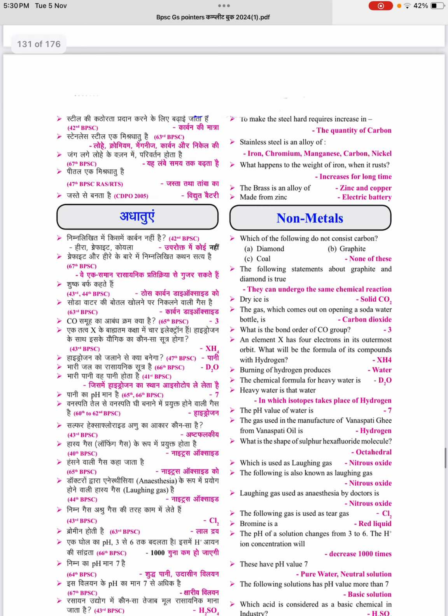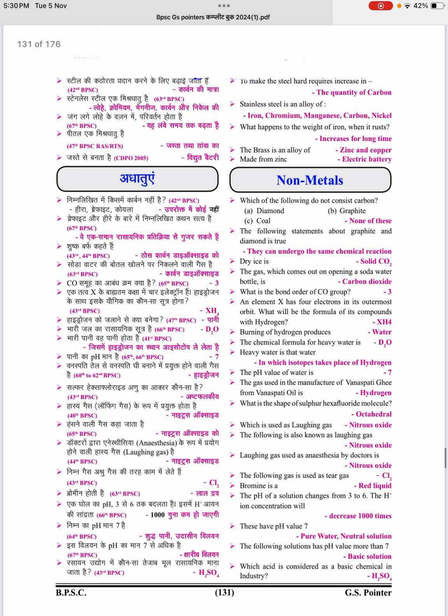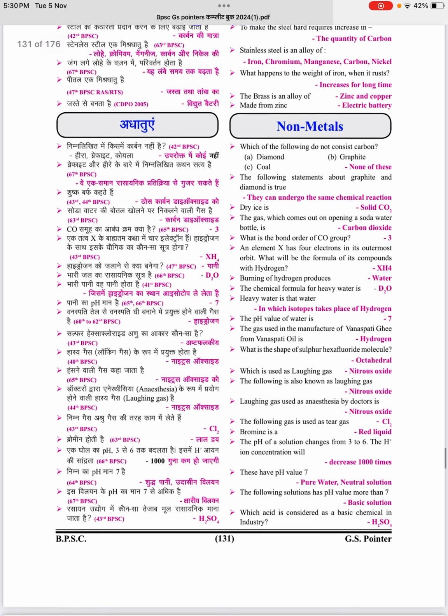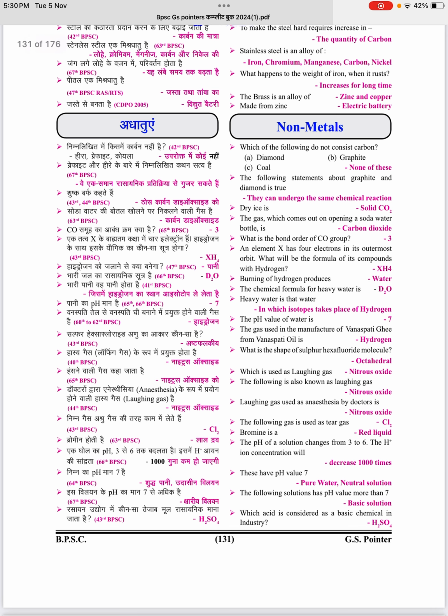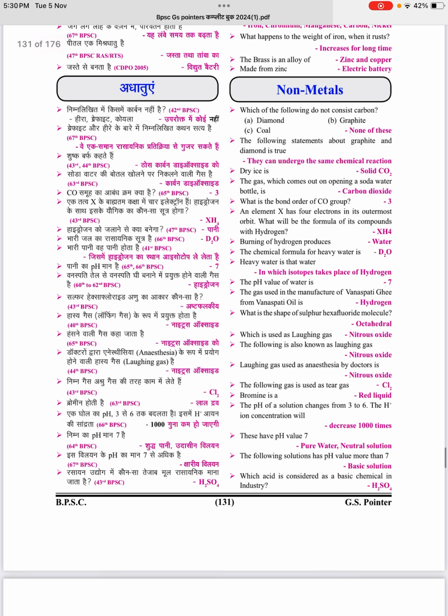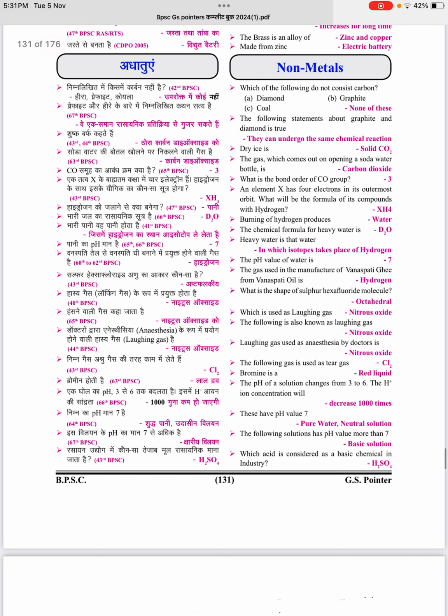To make steel hard requires an increase in the quantity of carbon. Stainless steel is an alloy of iron, chromium, manganese, carbon, nickel. What happens to the weight of iron when it rusts? It increases. Brass is an alloy of zinc and copper. Zinc is used in making electric batteries.